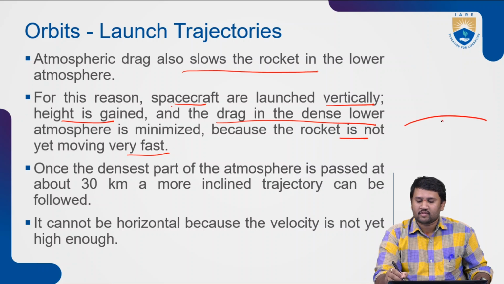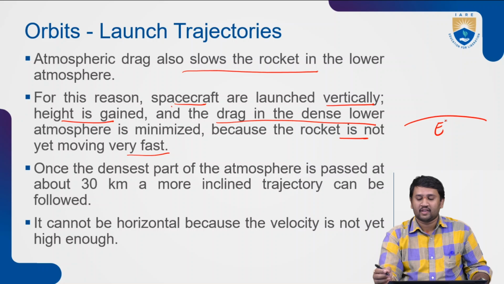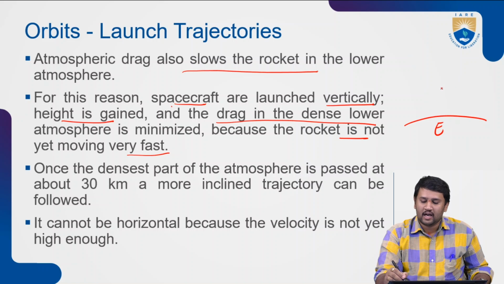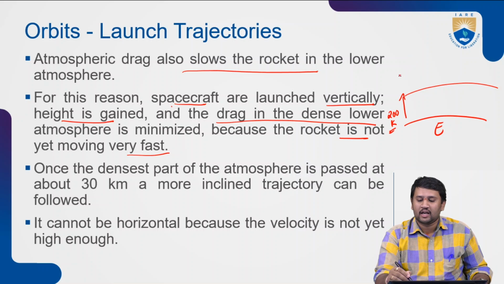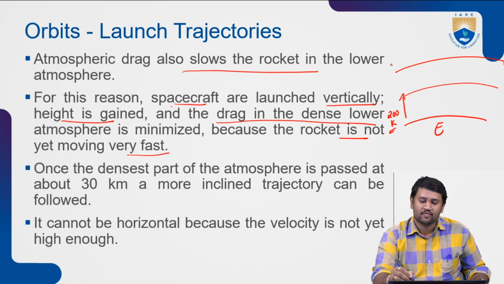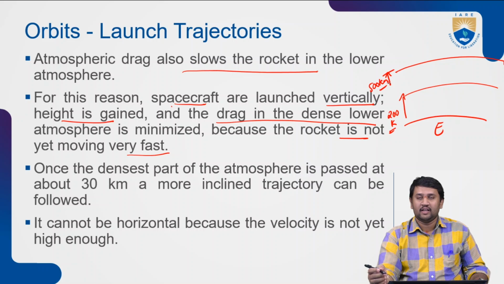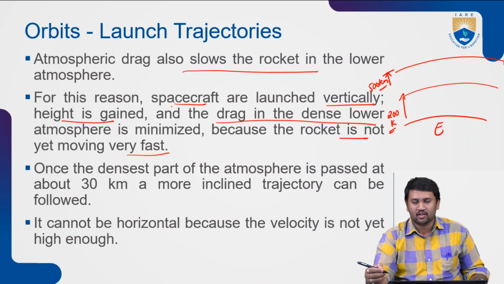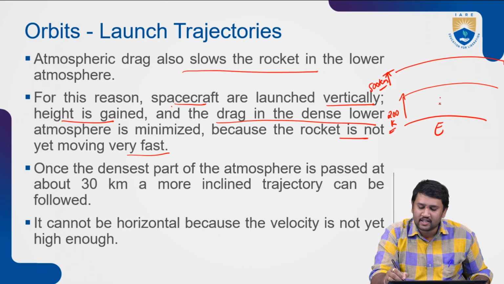Let's say this is my Earth, right? Onto the Earth, up to 200 kilometers, and this is my orbit of 500 kilometers, right? Now, what happens under this? Whenever you are launching a rocket from the surface, it will always be vertical to your Earth surface, right?